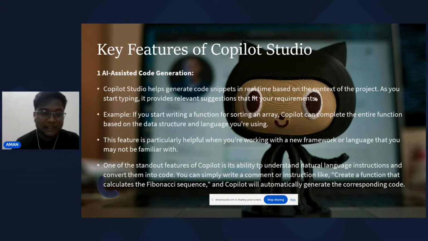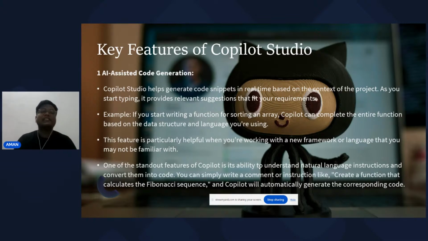One of the standout features of Copilot is its ability to understand natural language instructions and convert them into code. You can simply write a command or instruction like create a function that calculates the Fibonacci sequence, and Copilot will automatically generate the corresponding code.